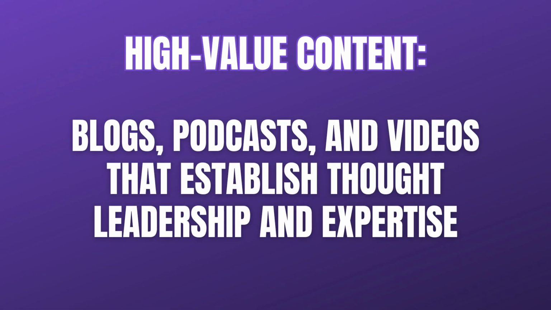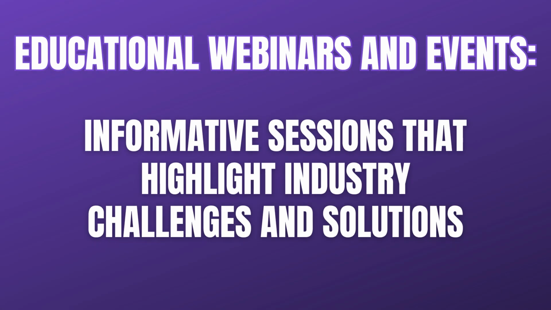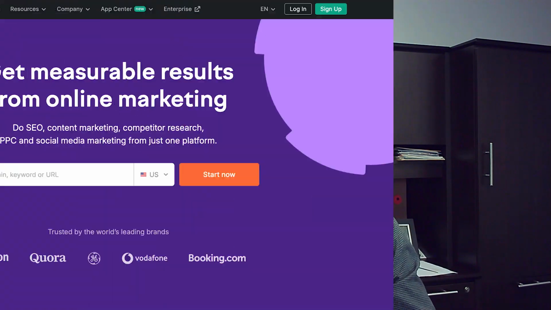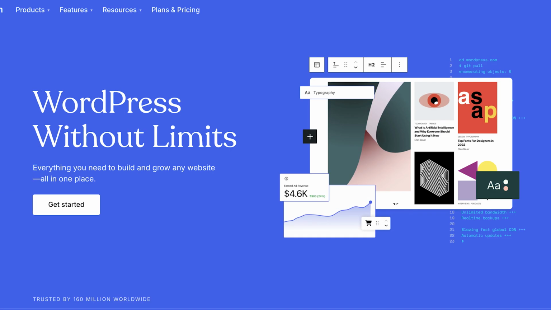So here's some examples of demand generation tactics. High value content. So producing blogs, creating podcasts, doing videos that establish thought leadership and expertise. Educational webinars and events, informative sessions that highlight industry challenges and solutions. And of course, organic and paid social campaigns, so strategic campaigns designed to grow your reach and engagement. So you can use popular demand generation tools like SEMrush and LinkedIn ads, and content management systems like WordPress, excellent for building and scaling demand generation campaigns.